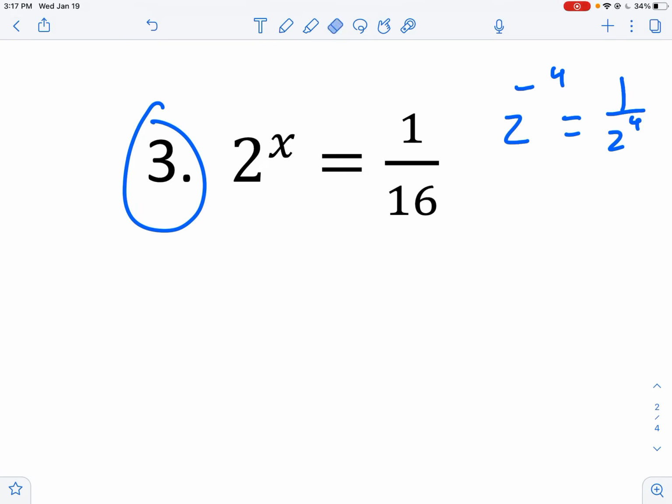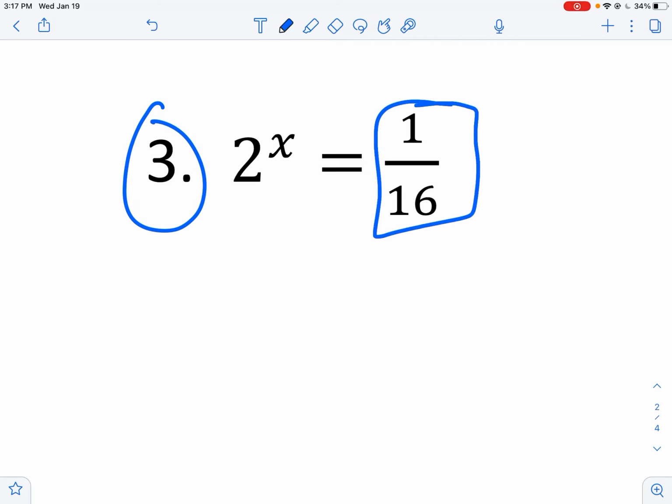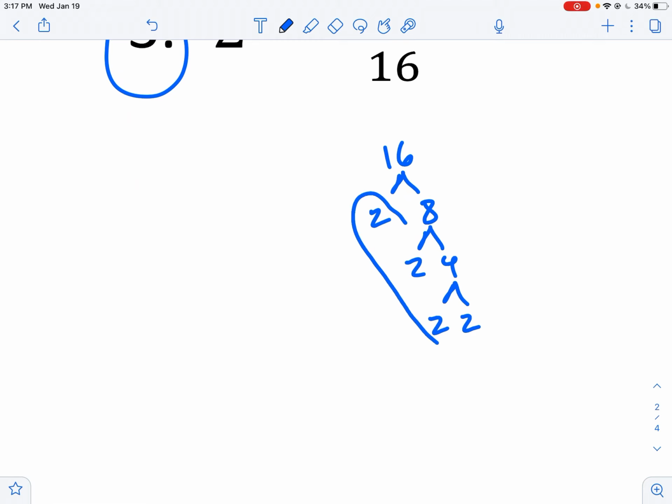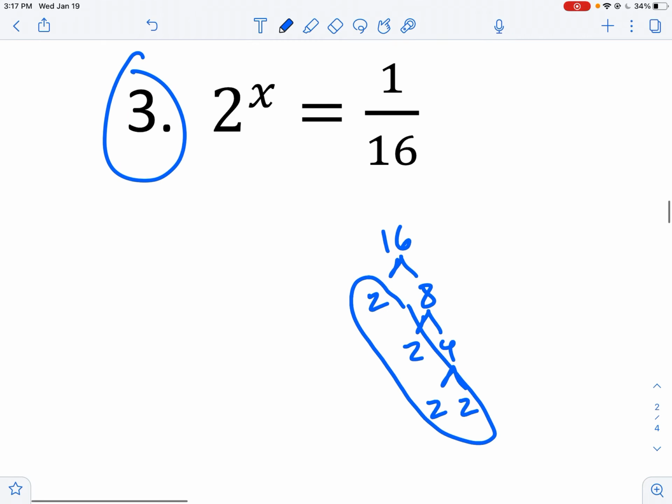And so if you're trying to figure out what exponent it is, you just need to pretend it's not a fraction for a bit. Pretend it's just 16, and figure out what power you put on 2 to get 16. Well, if you divide by 2, you get 8. And if you divide by 2, you get 4. And if you divide by 2, you get 2. Awesome. So we got 4 2's multiplied together make 16.